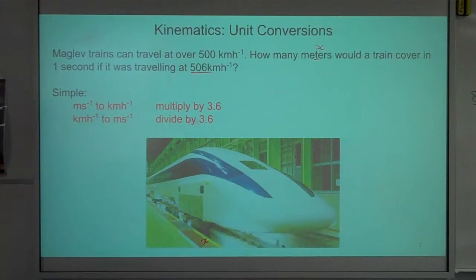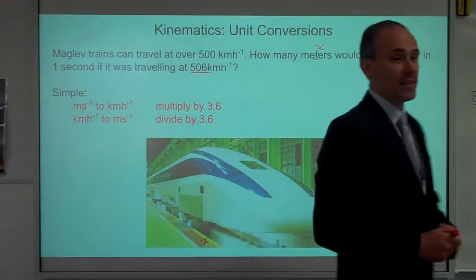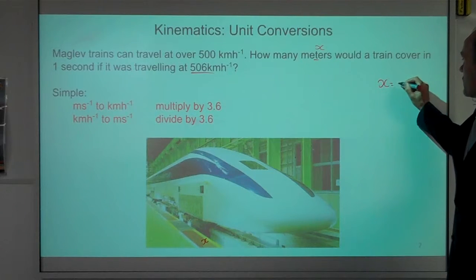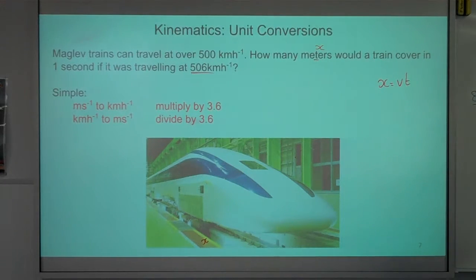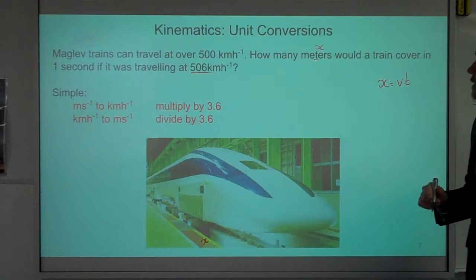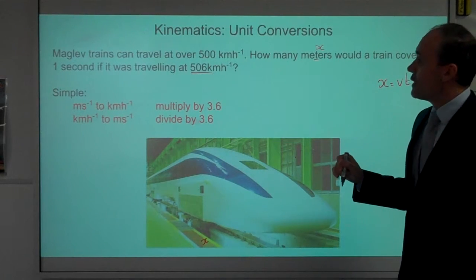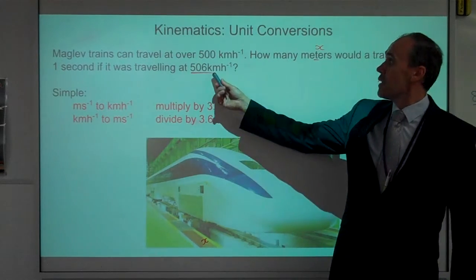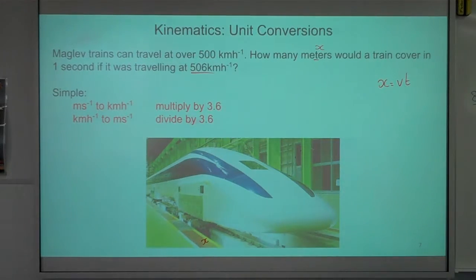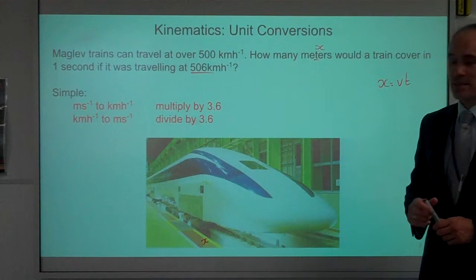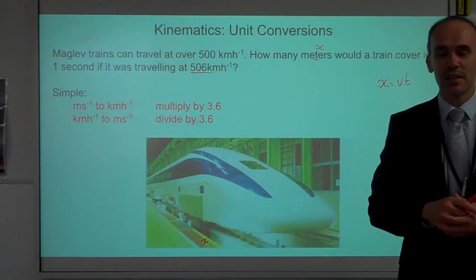Okay, so what's the formula we need to use? Start there. X is equal to Vt, which means velocity multiplied by time. However, we have a bit of a problem. The time is in seconds and the velocity is in hours. Can you perform calculations when you have units that don't match each other? No. Don't do that. You'll get into trouble. You end up with an answer, 506 kilometres per hour per second, which is nonsensical.